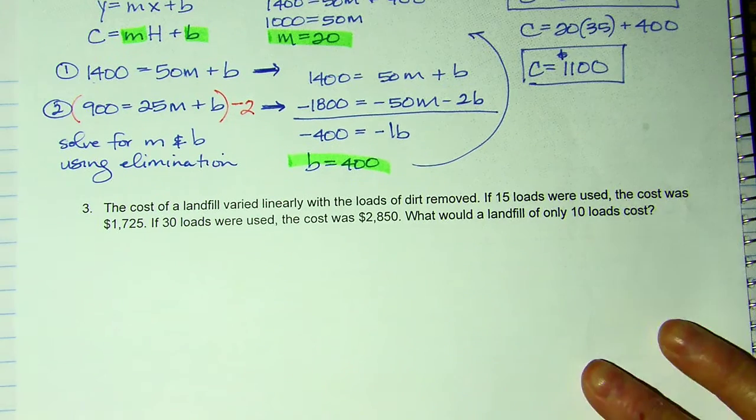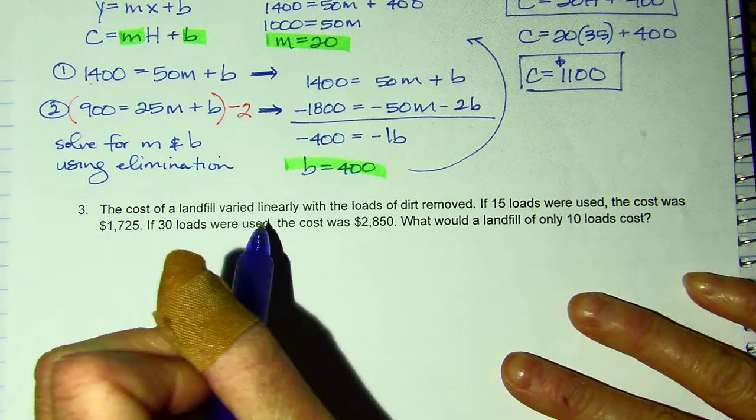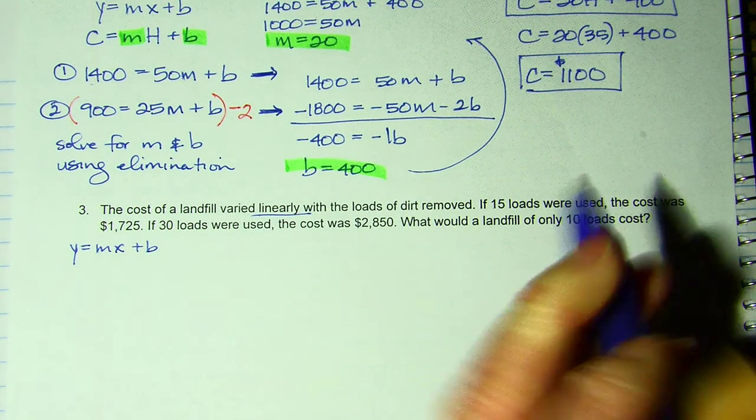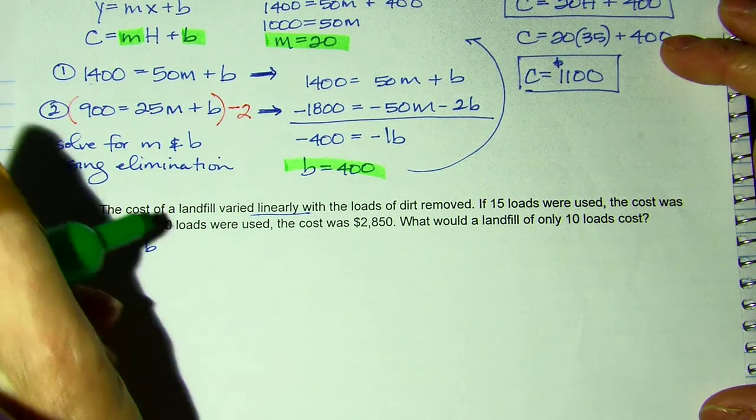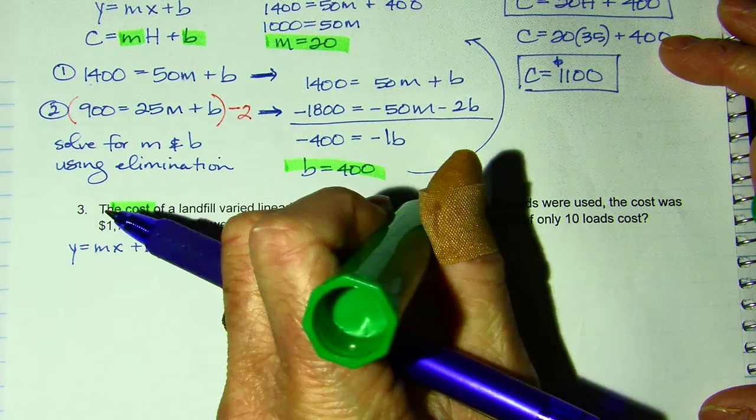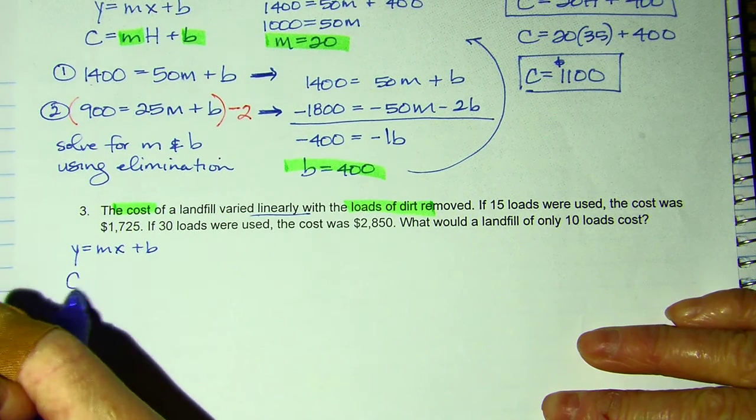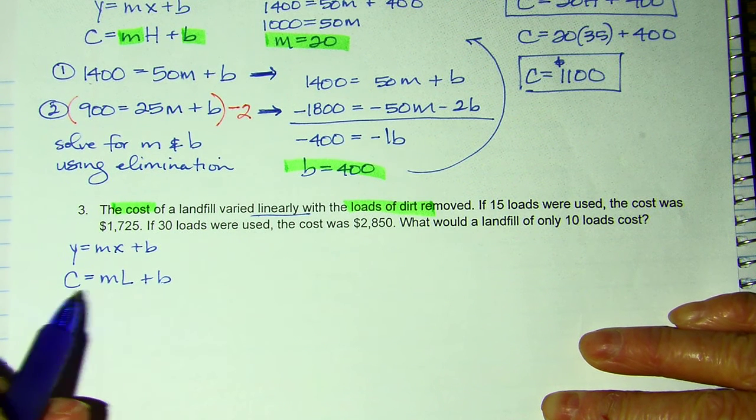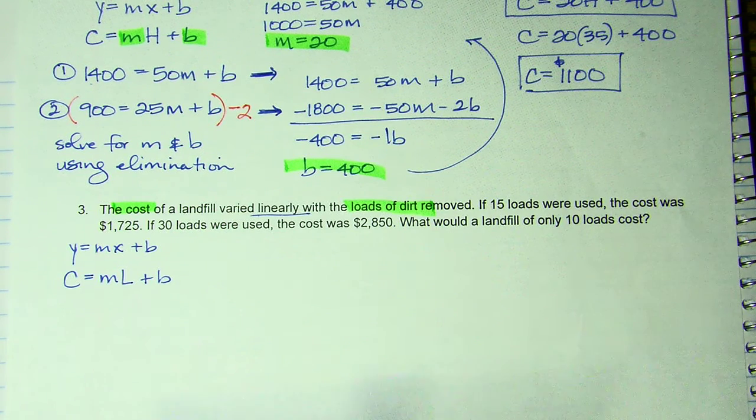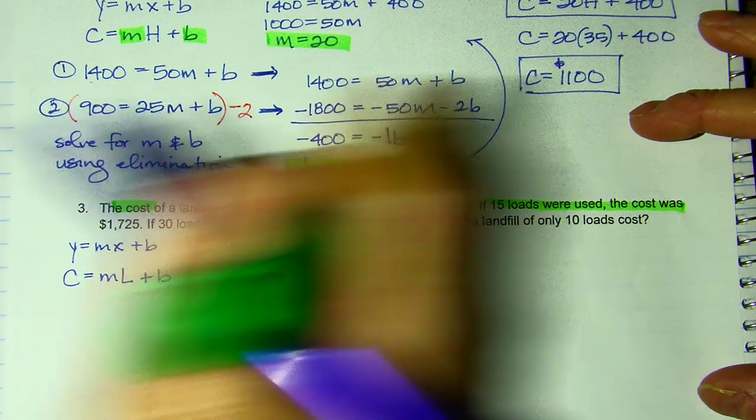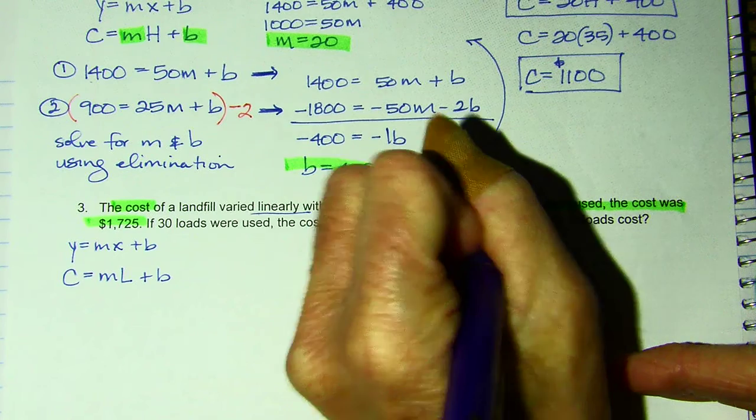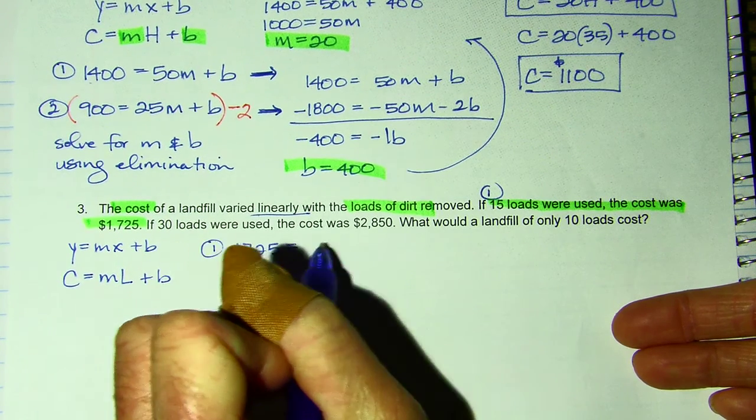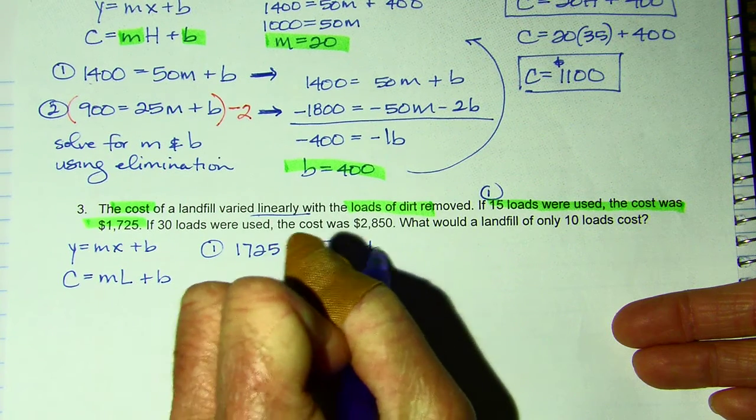So last one, the costs of a landfill varied linearly. So Y equals MX plus B. If 15 loads, oh, and this is the cost varies with loads of dirt. So I'm going to do C equals ML plus B, where C is cost and L is loads of dirt. So the first equation, if 15 loads were used, the cost was $17.25. So that's the first one. So the cost was $17.25 when I used 15 loads.